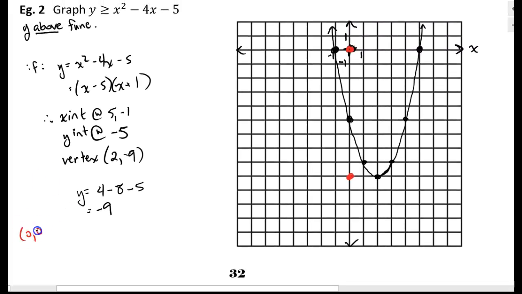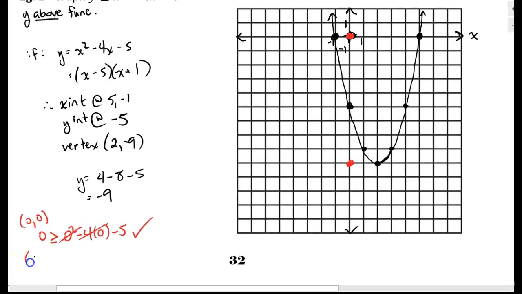So first things first, 0, 0 plugs in, and we get 0 is greater than or equal to 0 squared minus 4 times 0 minus 5. Well, that's 0 and that's 0. 0 is greater than or equal to negative 5. That is true.